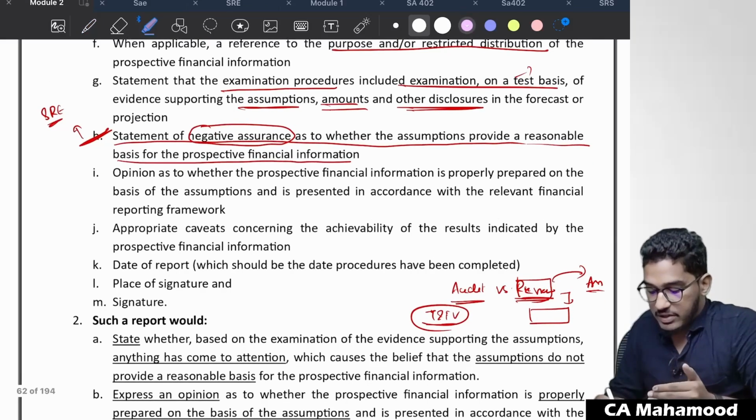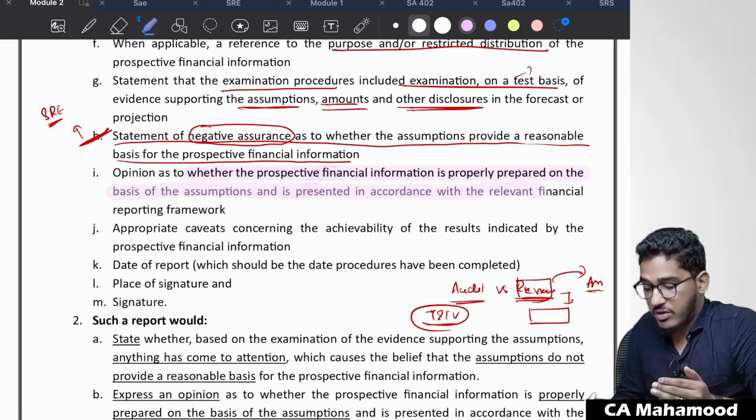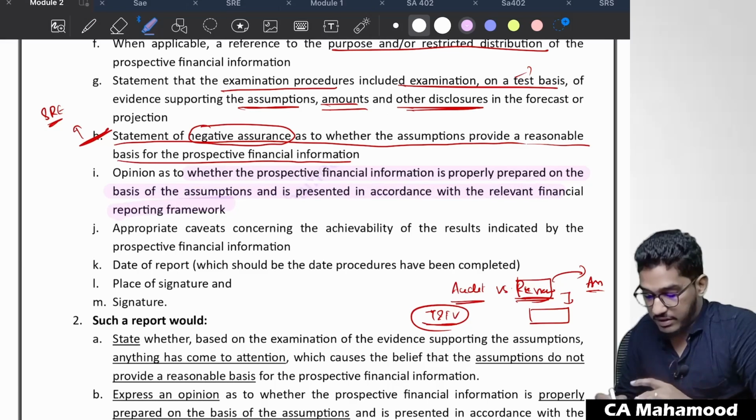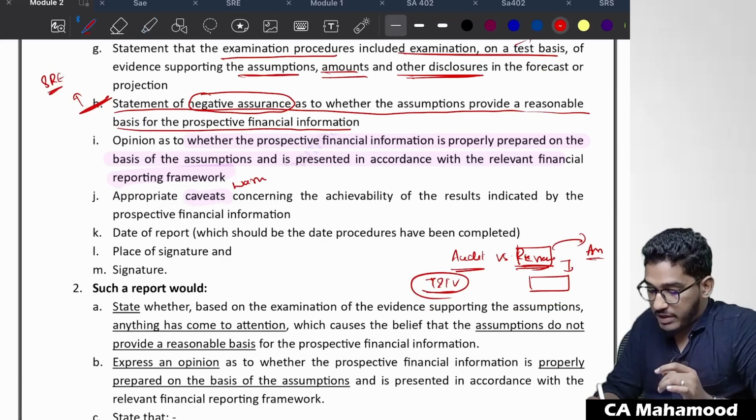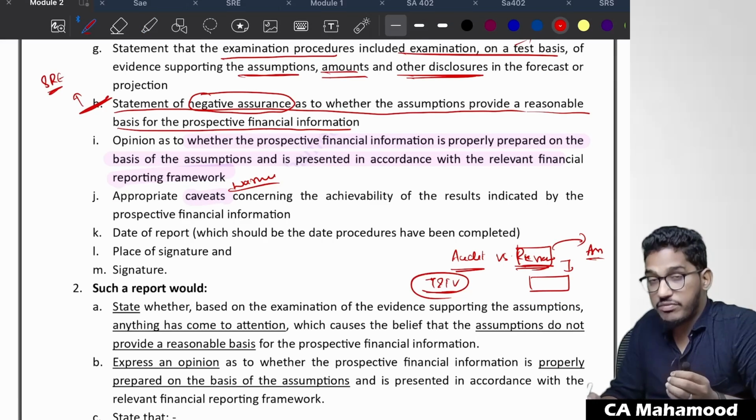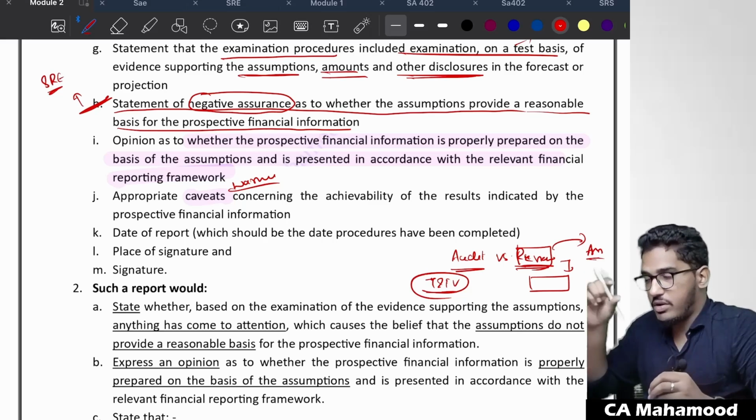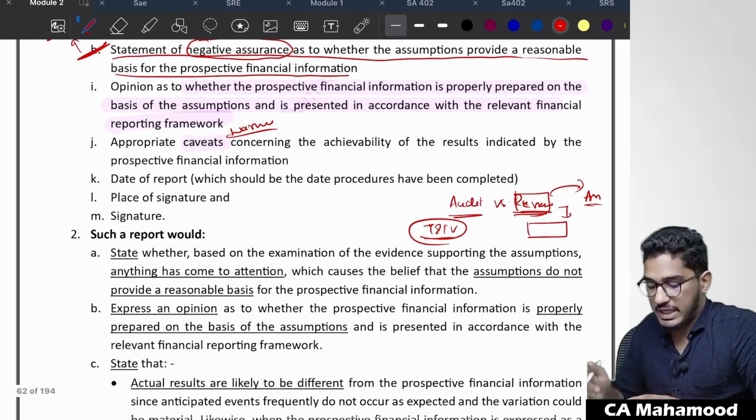Next, you have to express an opinion as to whether the prospective information is properly presented on the basis of assumptions and is prepared in accordance with the relevant financial reporting framework. Then appropriate caveats, nothing but warnings, concerning the achievability. If the management has made the assumptions, but you find some warnings that this will not be achieved, those warnings, if you find any, you are also required to indicate.